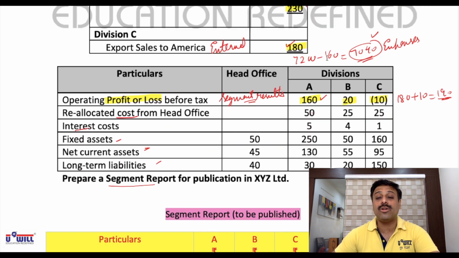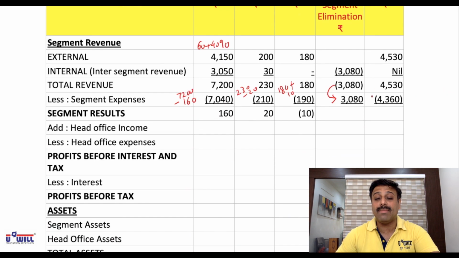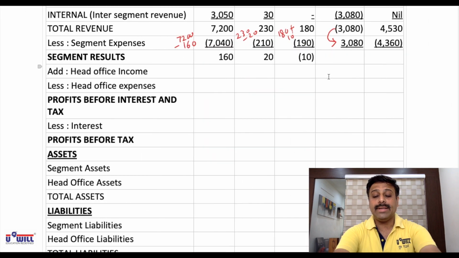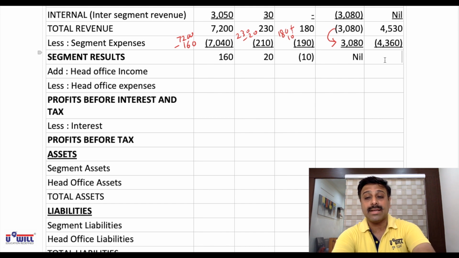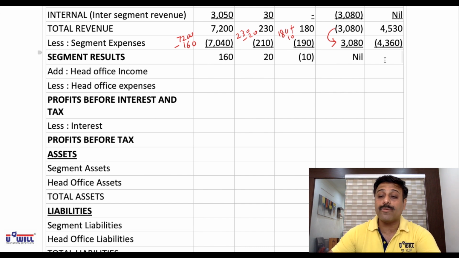And that is already given here also. 160, 20 and minus 10. Okay. And in inter-segment, no profit or loss. As we discussed, they are supplying the goods at cost only. So no profit they are earning in inter-segment transactions. Overall 4530 minus 4360, there is a profit of 170.